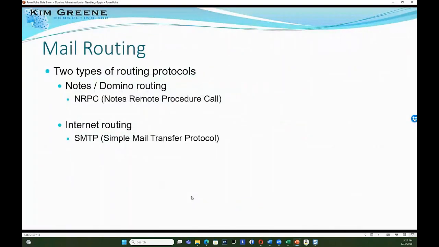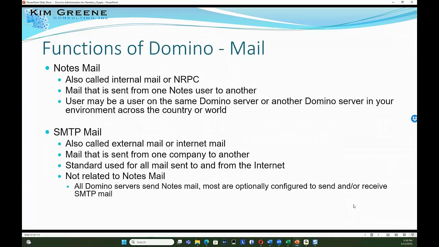So yes, mail routing. In a Domino environment, you're going to see two possible types of routing protocols. That would be Notes Domino routing, sometimes client to server, and then more often server to server mail routing, and that's over NRPC. That's our port 1352 using the Notes Remote Procedure Call protocol. That's very, very typical in an environment, and often a Domino server will also do internet routing, specifically SMTP, which is Simple Mail Transfer Protocol. We'll dive into those a little bit more here.